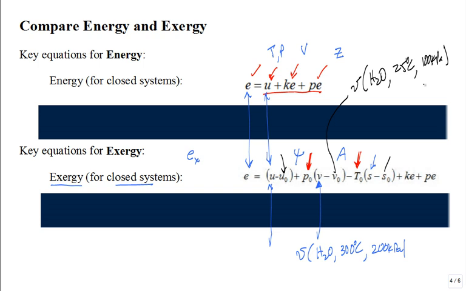Now, what do you think I have under the black box? These are all for closed systems. What do you think I have under the black box?